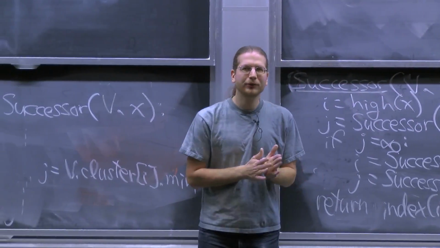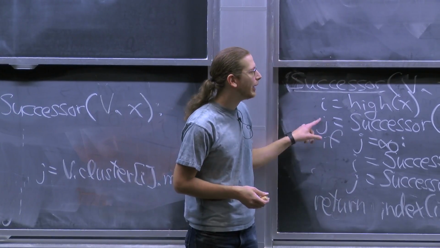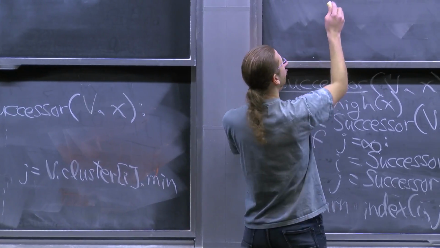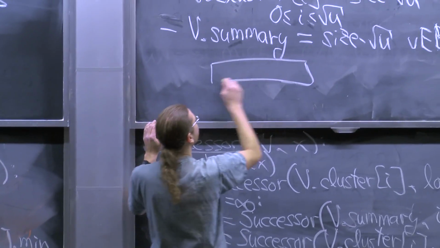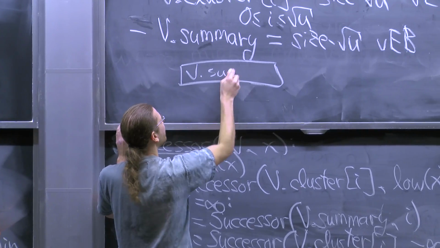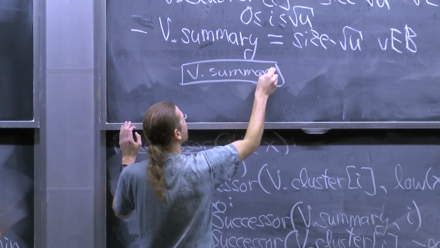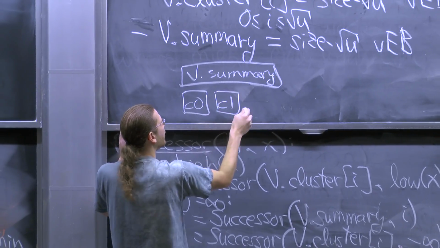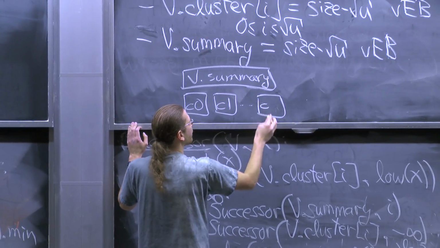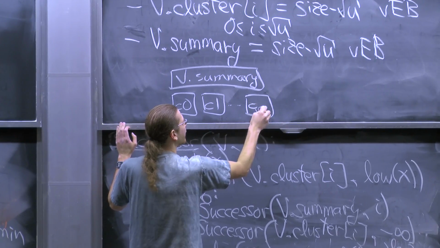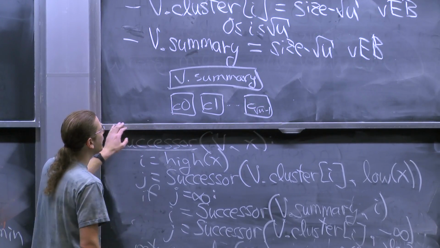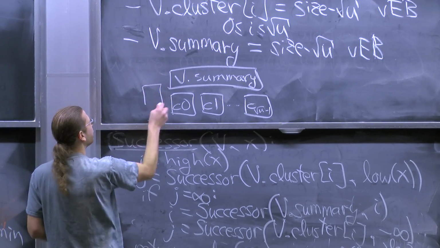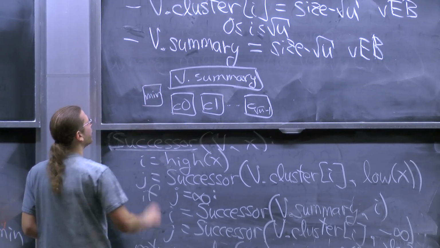And the intuition here is that really only one of these calls should matter. Okay, let's draw the big picture. Here's what the recursive thing looks like. We've got v.summary. Then we've got cluster 0, cluster 1, up to cluster square root of u minus 1. Each of those is a recursive structure. And we're also just storing the min over here as a copy.